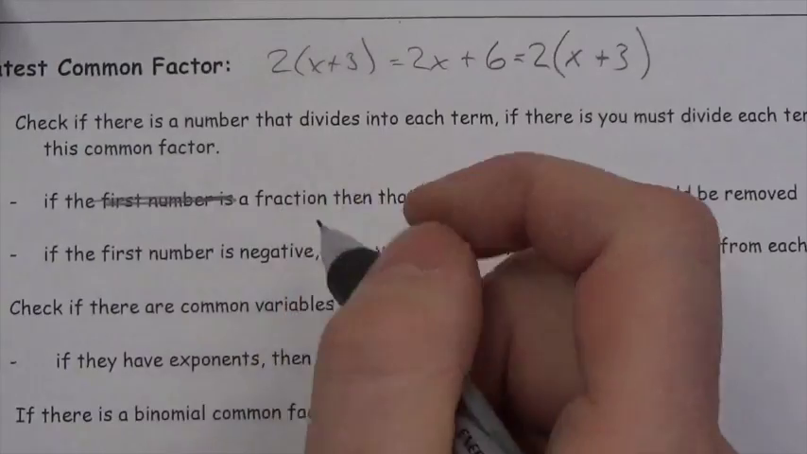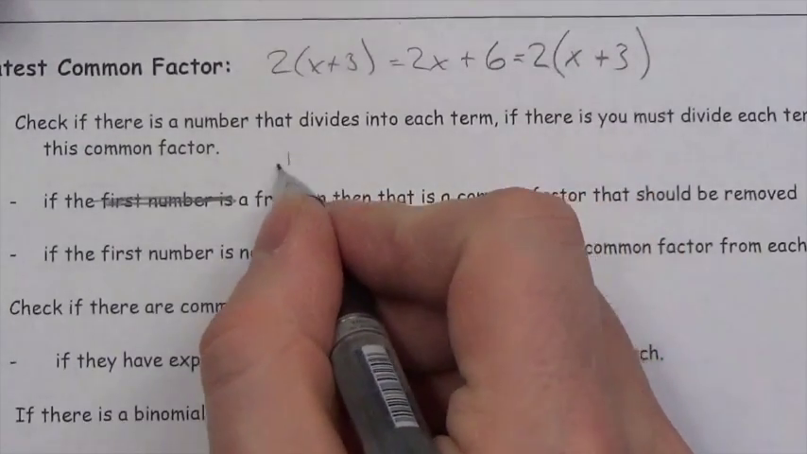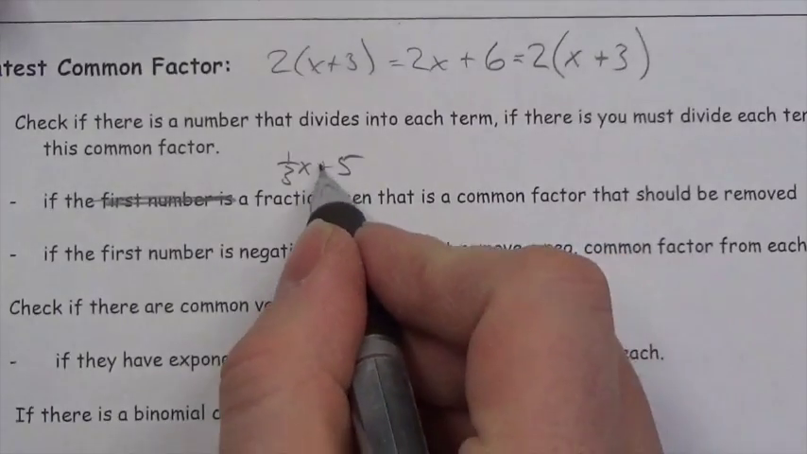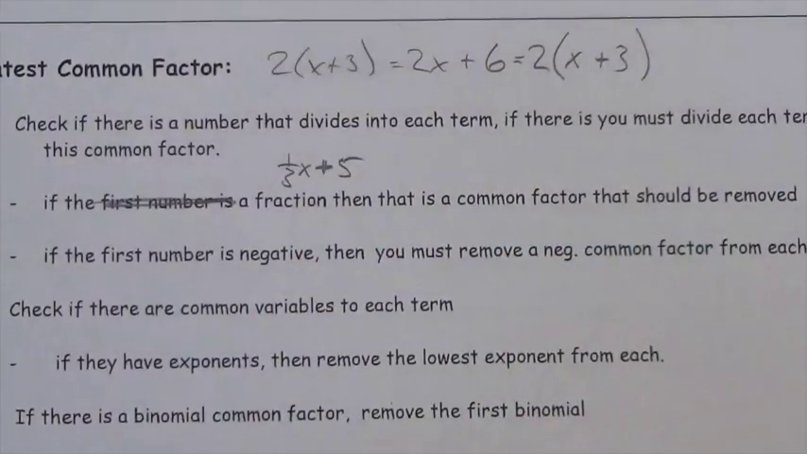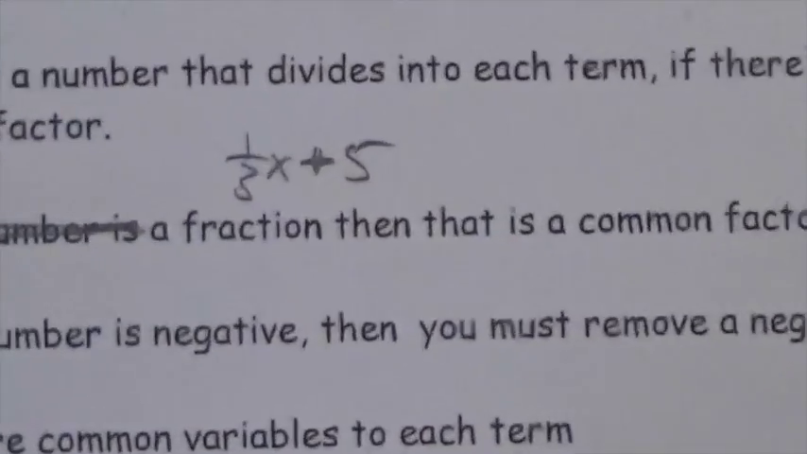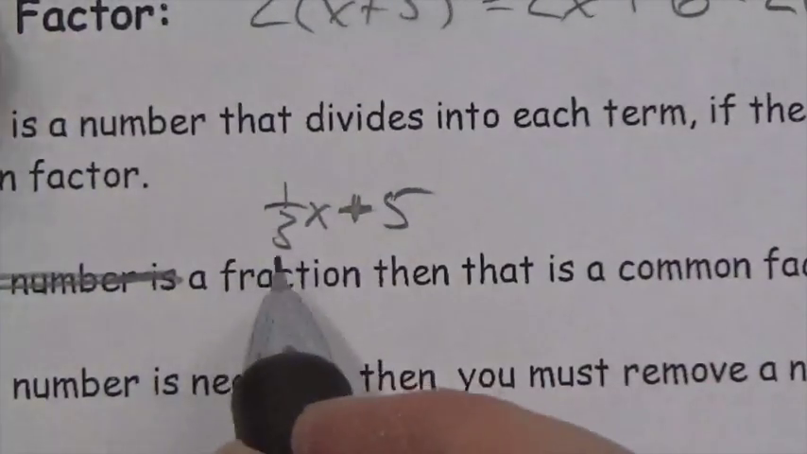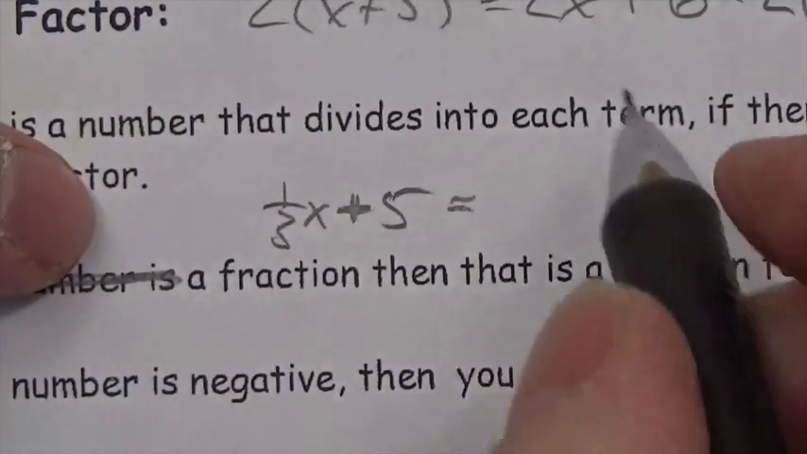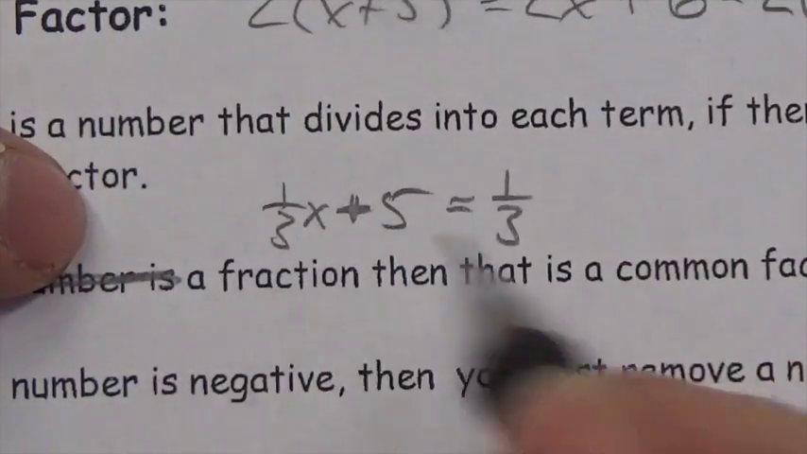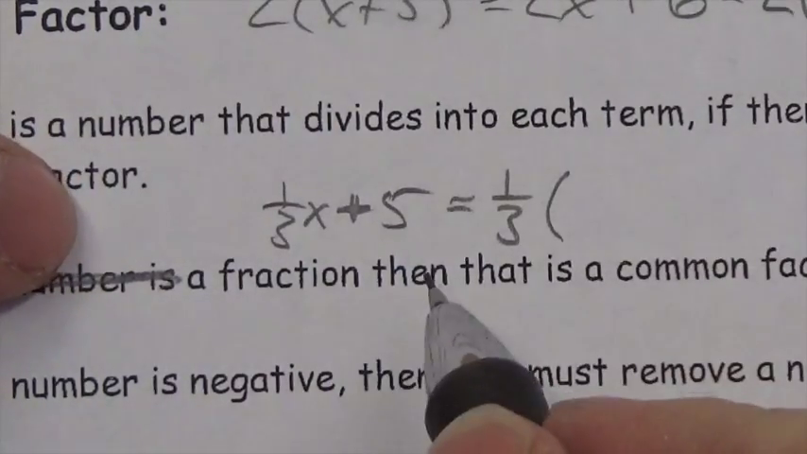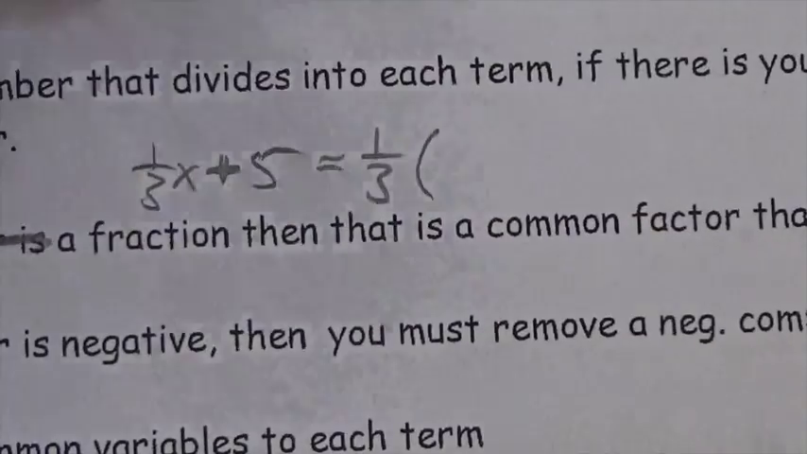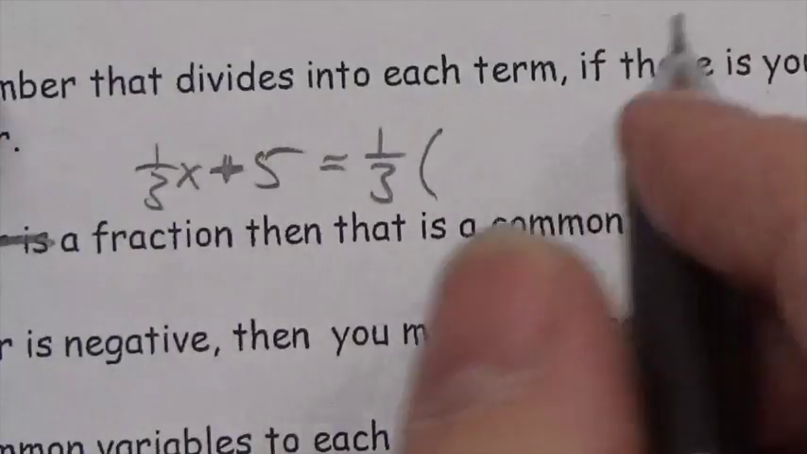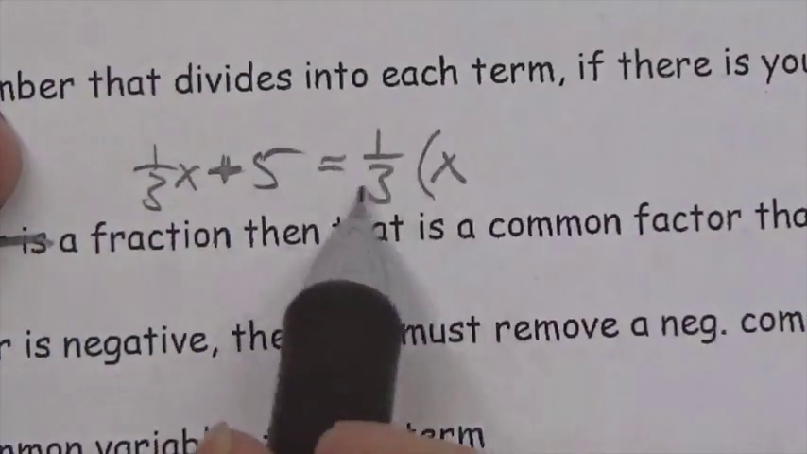For example, if you have 1/3 x plus 5, we are going to assume, because of that fraction, that 1/3 is common to both of those. We're going to pull that out. Now, this does cause problems, though. I don't deny that. As soon as we start working with fractions, there's going to be a little bit of confusion here. But I take that out, and actually that makes sense. 1/3 times x will be 1/3 x.